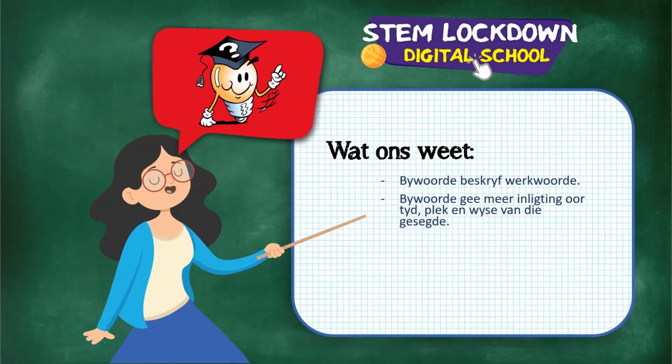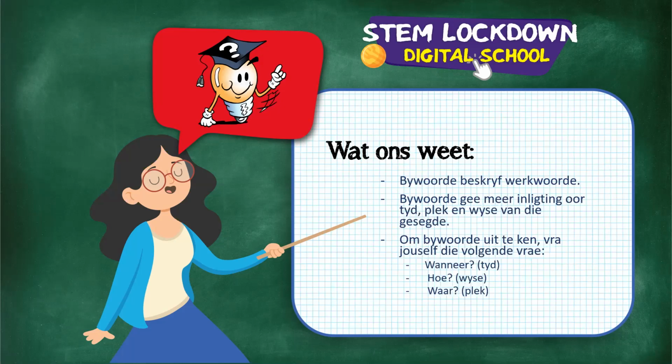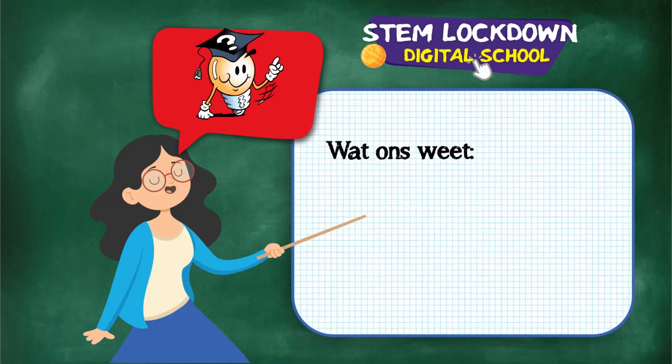And remember, I said in the very beginning of this lesson that gesegde also is another word for a werkwoord. And if you want to look at a sentence, you want to know what is a bywoord, then you should ask yourself, wanneer is die werkwoord? Wanneer vind dit plaas? Hoe vind dit plaas? Waar vind dit plaas? So you're going to ask yourself when the verb is doing something, or how or where the verb is doing something.